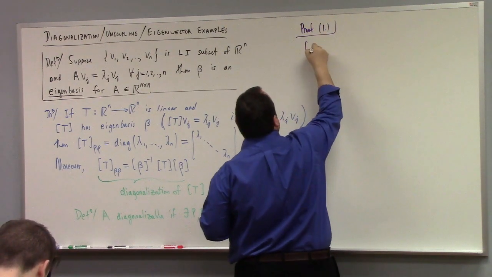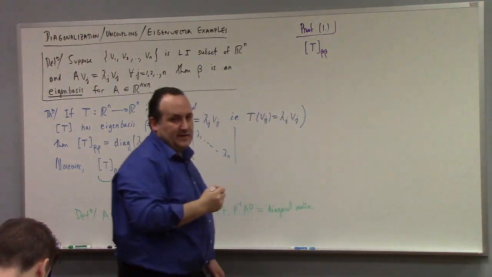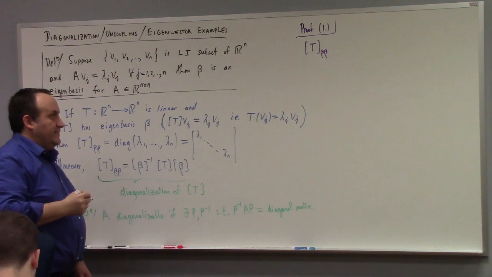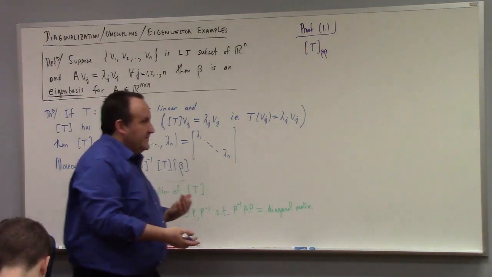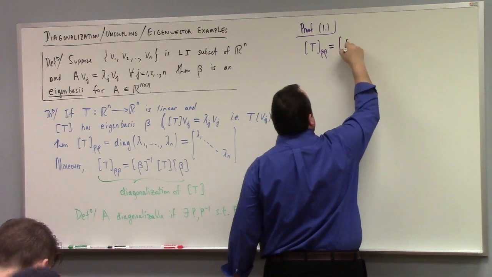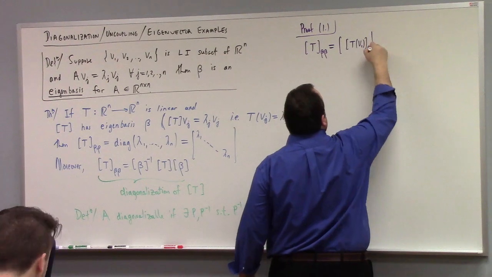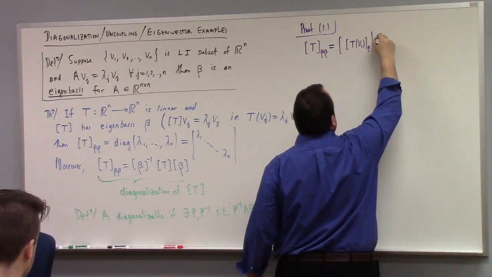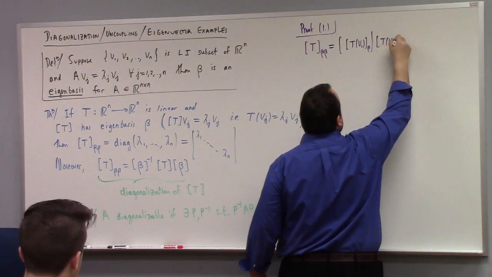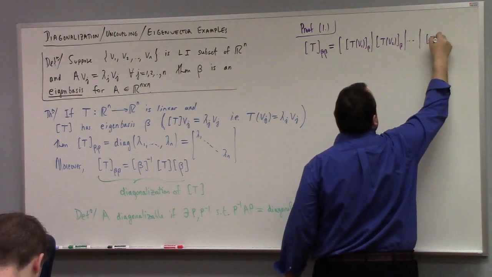So you guys tell me, what's the matrix of T with respect to beta? Do you guys remember we worked this out? We derived that this is equal to the matrix of coordinate vectors of the basis, right? So like the beta coordinate vector of T of v1, and then T of v2, the beta coordinate vector of that, and so forth and so on until eventually you get to the nth one, right?